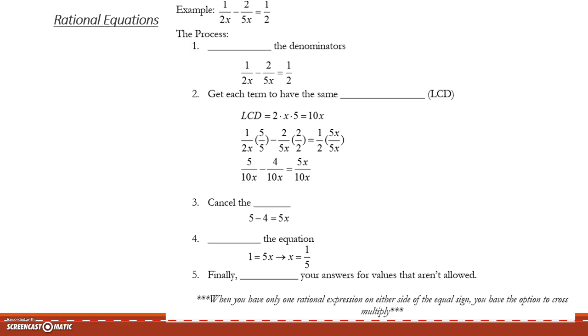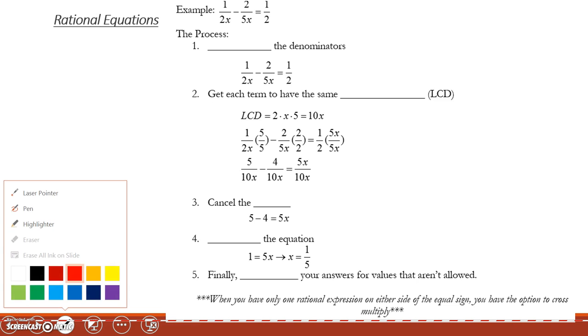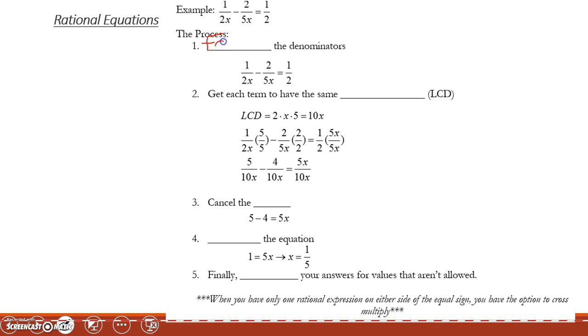So the last type of equation that we're going to learn is rational equations. And so remember, rational expressions are just fractions with variables in them. So the first thing that you do is you have to factor the denominator. The only reason you do that is to get a common denominator. So in this case, I couldn't factor any of them because they're monomials.